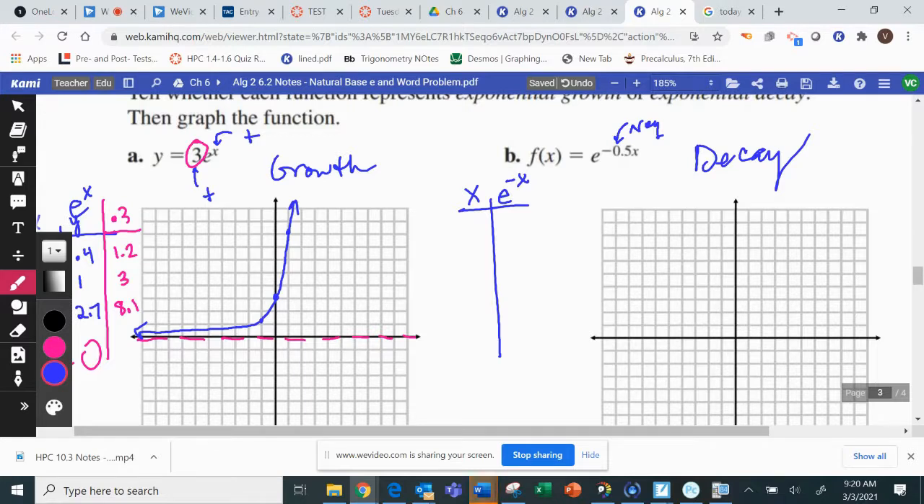Okay, so this one I'm going to use e to the -x as my parent function. I'm still going to do -1, 0, and 1. 0 is going to be 1 for the y value. But now, since I'm doing e to the negative x, the -1 and the 1 are flipped. They're switched. So this will be 2.7, and this will be 0.4.